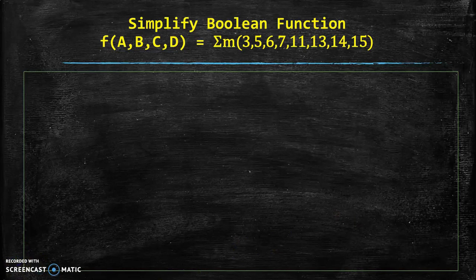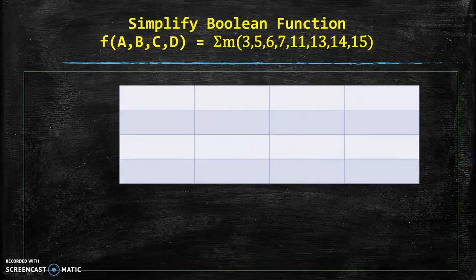Now let us take one more example with 4 variables. We have been given function f of ABCD, and we have been given the summation M with the minterms. So for 4 variables, we know that we have to prepare a K-map with 16 cells, 4 rows and 4 columns. We can write variables AB and numbers 00, 01, 11, 10. We can write variables CD and we can give the equivalent numbers.